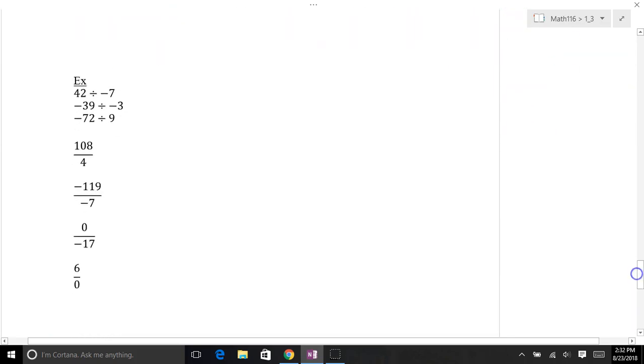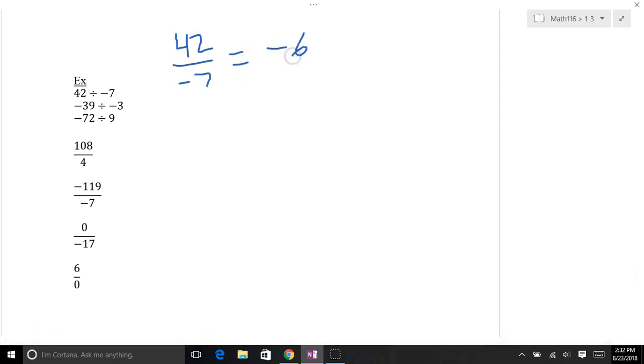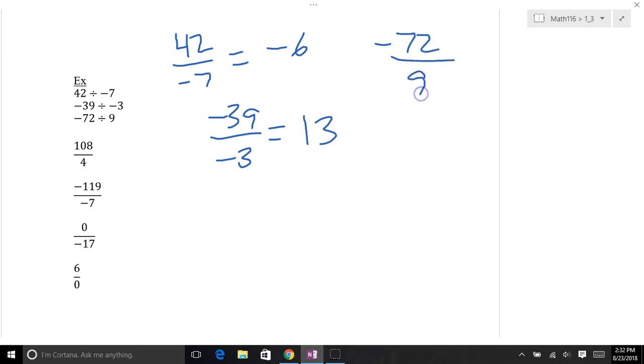Okay, so here are some examples. 42 divided by negative 7. A positive over a negative is a negative. Negative 39 over a negative 3. A negative over a negative is a positive. Negative 72 divided by 9. Negative over positive is a negative.